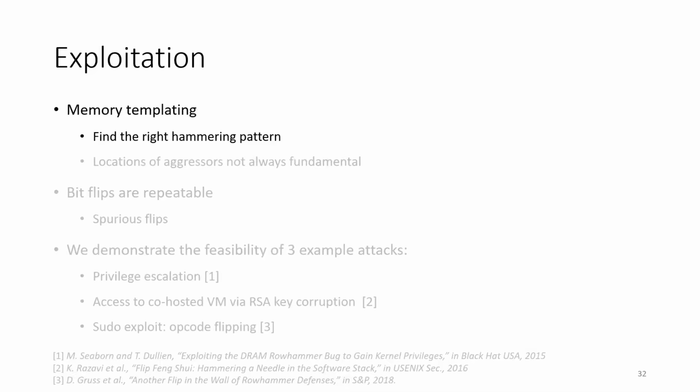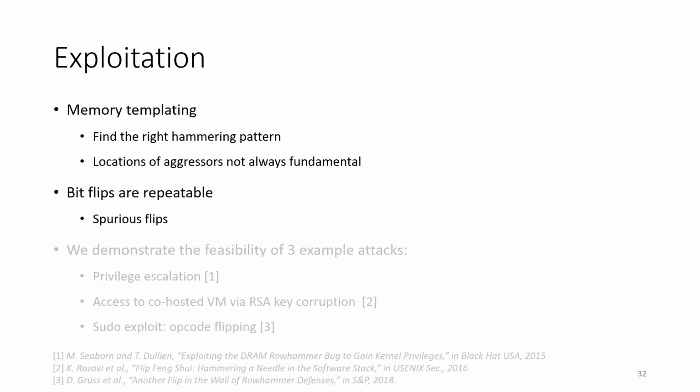However, we observed that the location of the aggressors is not always a strict constraint. We can pick the aggressors with some degree of freedom, not necessarily close to each other. The exploitation stage requires, of course, bit flip repeatability. Our experiments confirmed that bit flips are still repeatable, although when hammering with a specific hammering pattern, spurious bit flips can be generated. However, a solution already exists: masking the row columns that are irrelevant.